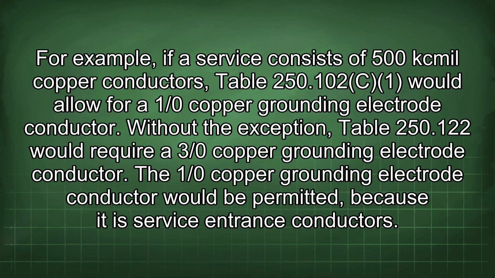For example, if a service consists of 500 kcmil copper conductors, Table 250.102 would allow for a 1/0 copper grounding electrode conductor. Without the exception, Table 250.122 would require a 3/0 copper grounding electrode conductor. The 1/0 copper grounding electrode conductor would be permitted because it is service entrance conductors.